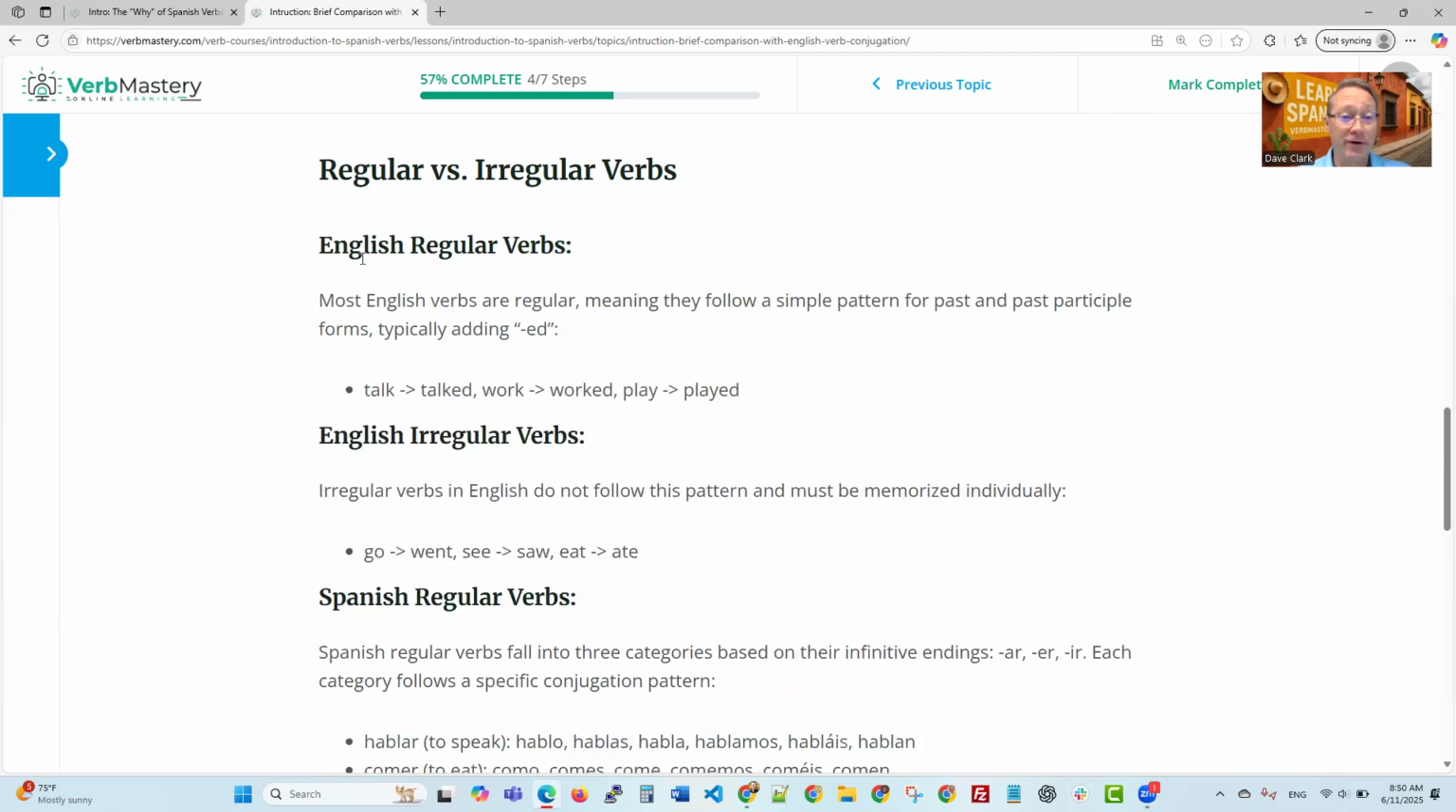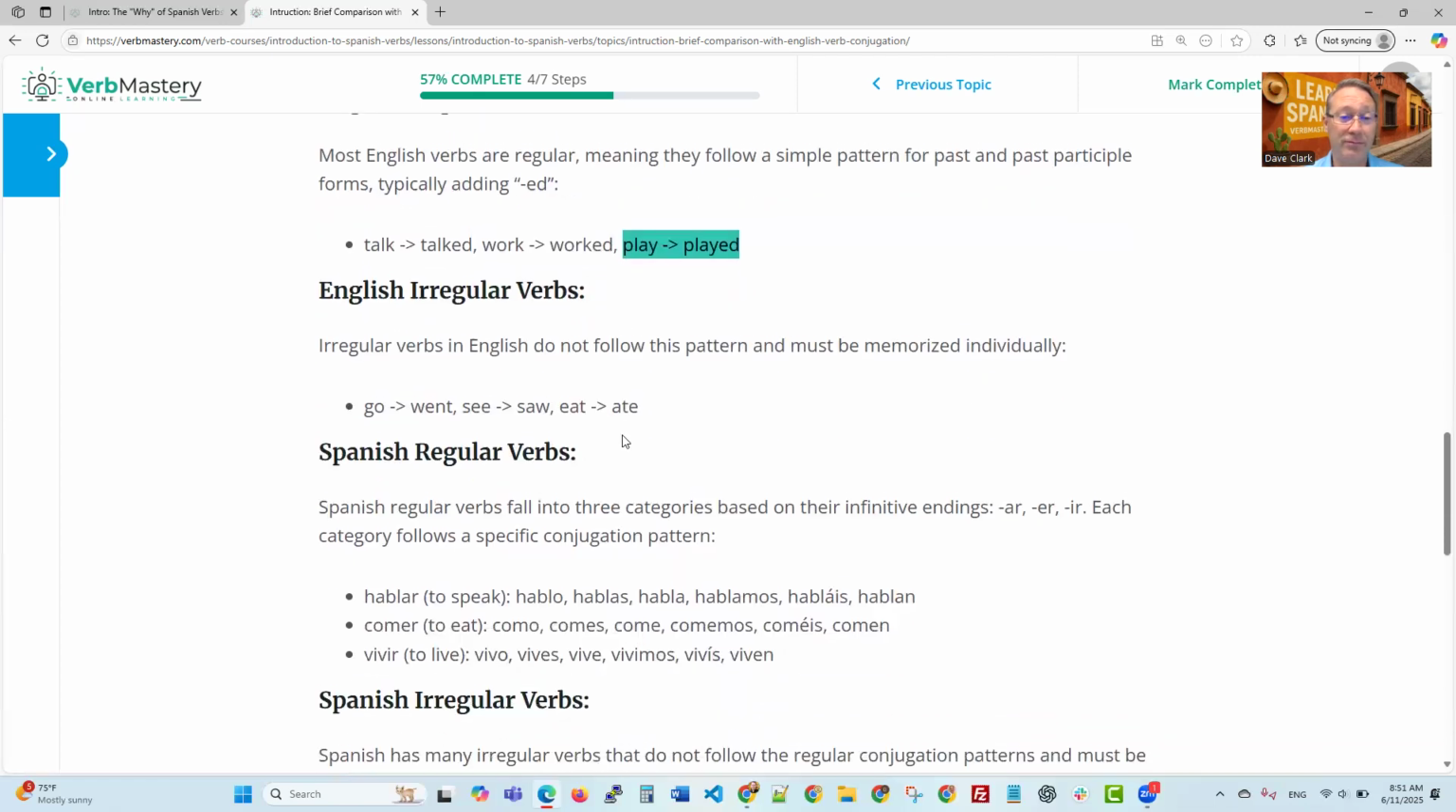Regular versus irregular verbs. English regular verbs. Most English verbs are regular, meaning they follow a simple pattern for past and past participle forms, typically adding ed. Talk is talked, right? And work is worked. Play is played. Very simple.